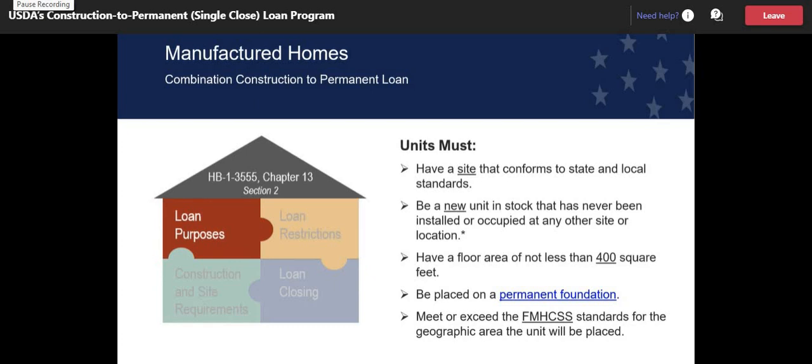The unit must meet or exceed the federal manufactured home construction and safety standards for the geographic area where the unit will be placed. So just a footnote, if the unit is built in Florida, let's say, but it's going to be installed in Tennessee, it's got to meet Tennessee's construction standards and thermal standards, okay?